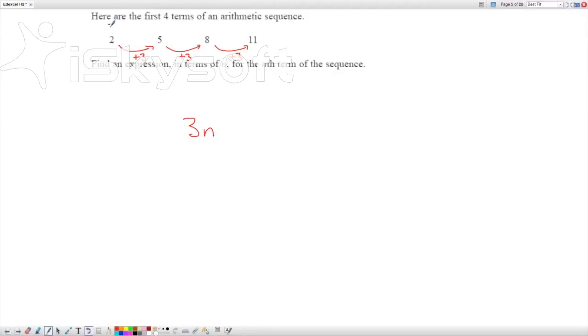Comparing this to the 3 times table, 3, 6, 9, 12, we can see that we don't want 3, we want 2. We don't want 6, we want 5. 9, we want 8, and 12, we want 11. So we must subtract 1. So our nth term is 3n minus 1.